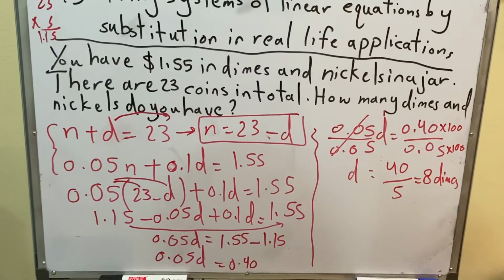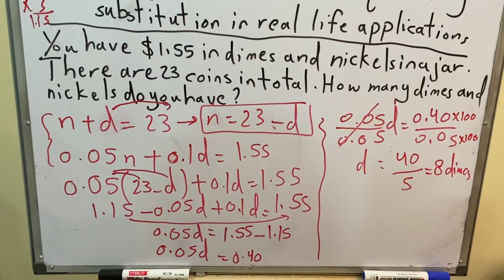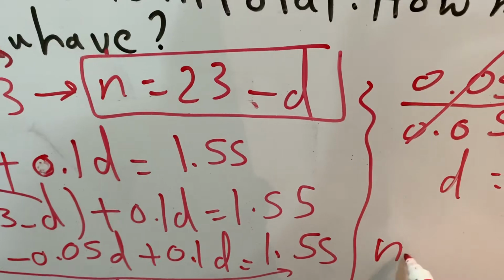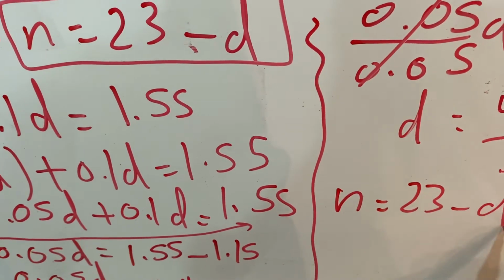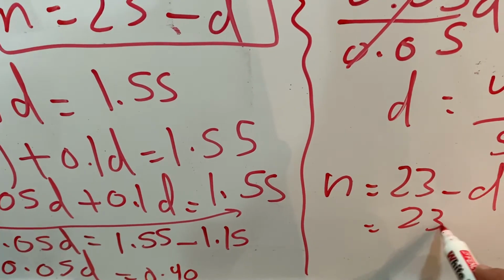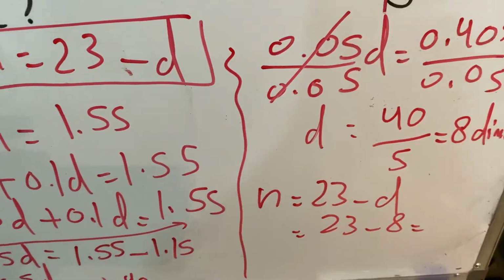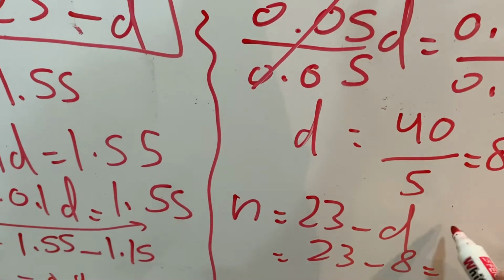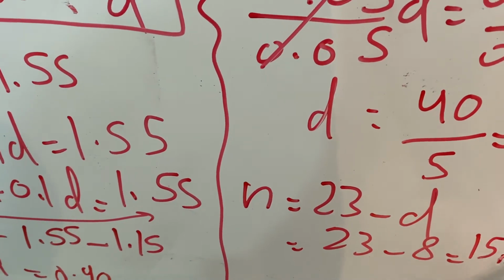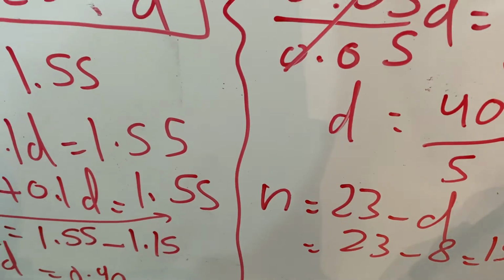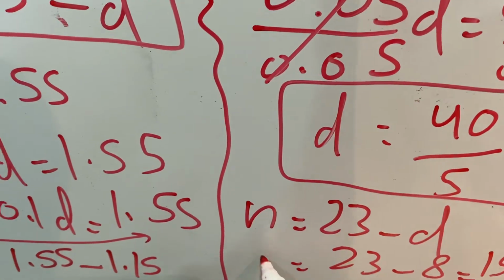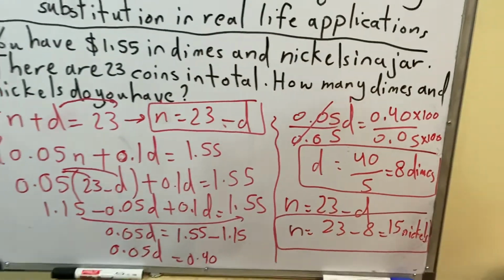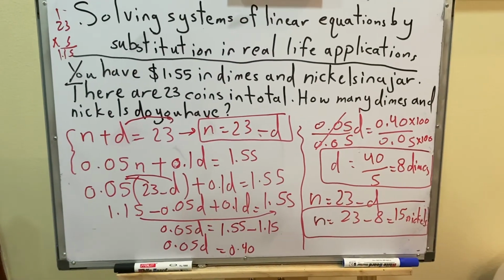Okay. Now I need to find the nickels, which is really easy because I already have the equation for nickels. So nickels equal 23 minus D. And D, I found it already, which is 8 dimes. 23 minus 8 is 15 nickels. So I found the D, and I found the N. So the question is finished. Thank you.